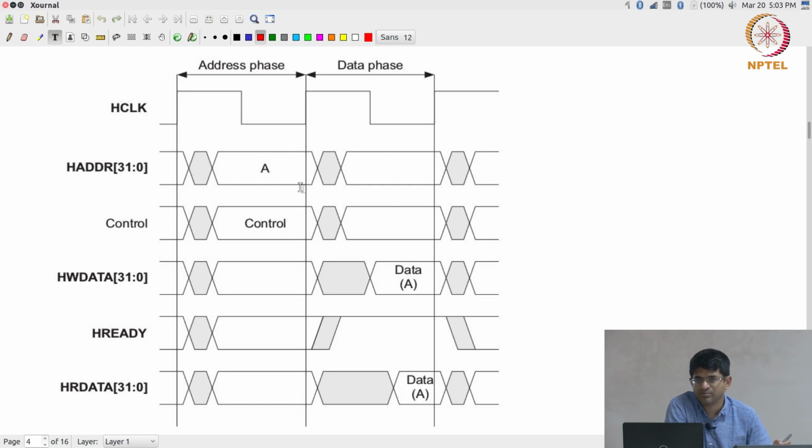Once the address is sampled at that edge, it is free to change immediately after that, okay? So the assumption is that whatever slave is listening, whether it be the bus interface itself or the actual slave interface, it has to sample the address and the control signals at the positive edge of the clock, and immediately after that those signals are allowed to change. Immediately meaning one hold time after that effectively, okay?